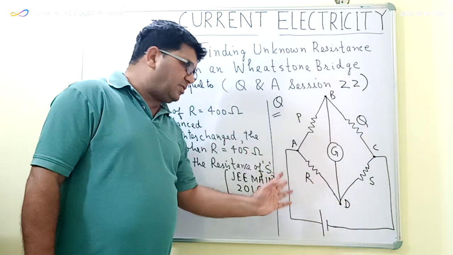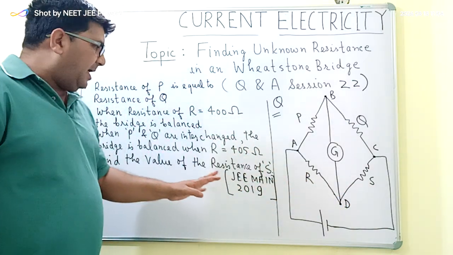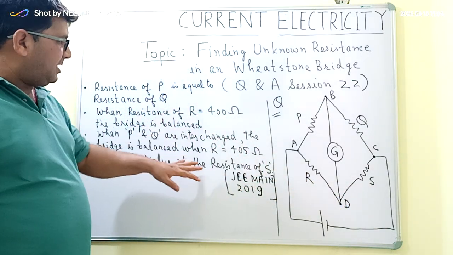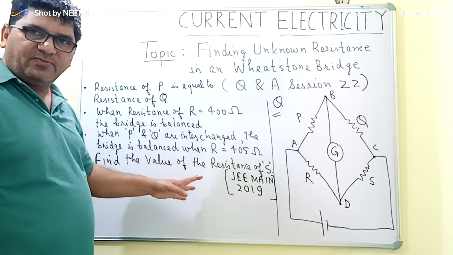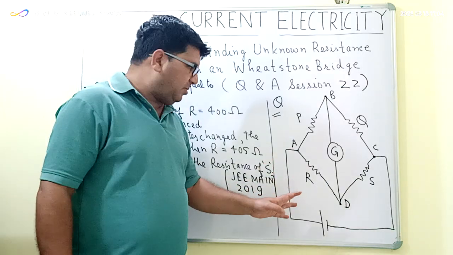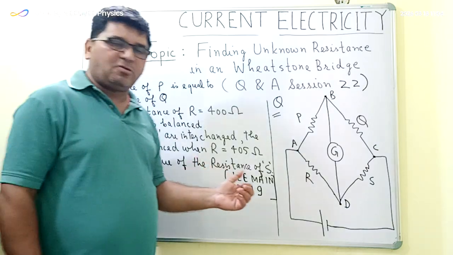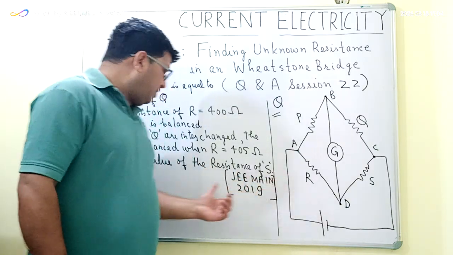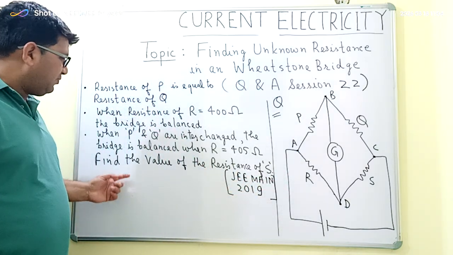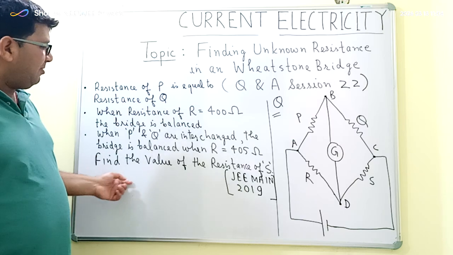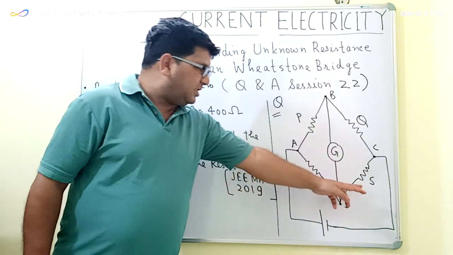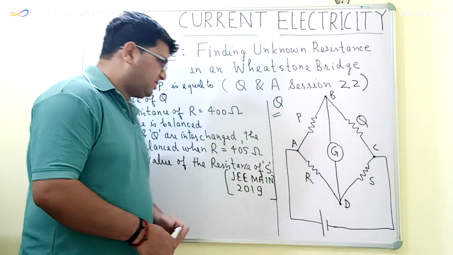So we have to find the value of the resistance of this resistor S. In the original question there were four options, and the language of the question has been slightly modified here, but the question is the same. But in the original question there were four options and we were supposed to find the correct option. So here I have not considered the four options. Here we will simply be finding the value of the resistance of this resistor S.